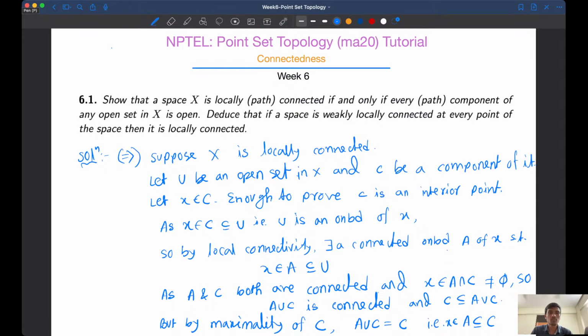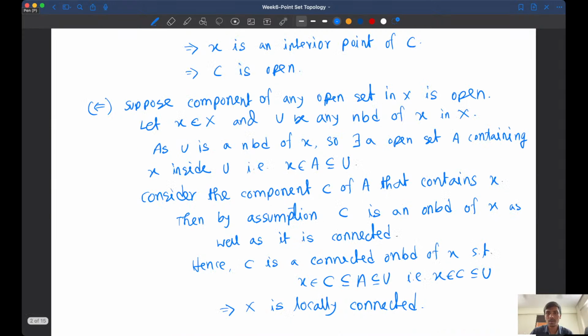So whenever you have to prove the local connectivity of a space, you can prove that every component of an open set in X is open. So both notions are equivalent. So from there I'm saying that, deduce that if a space is weakly locally connected at every point of the space, then it is locally connected. So suppose it is weakly locally connected. So recall the definition of weakly locally connected.